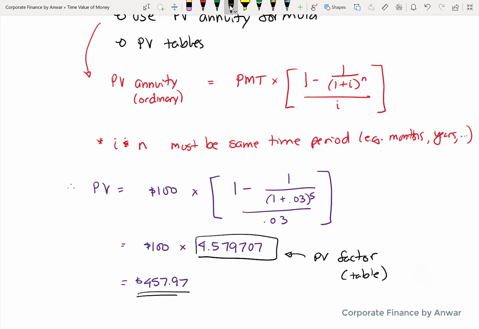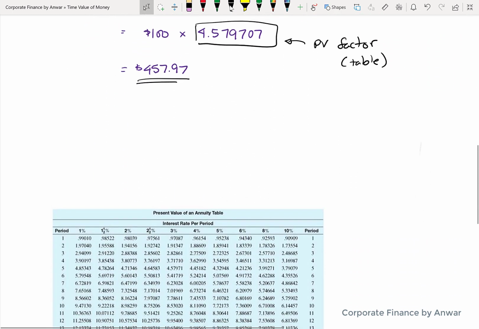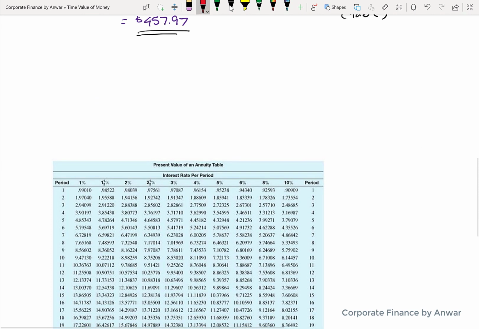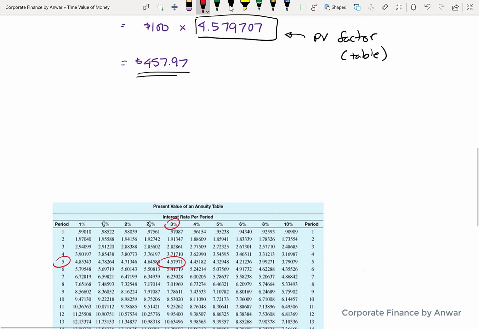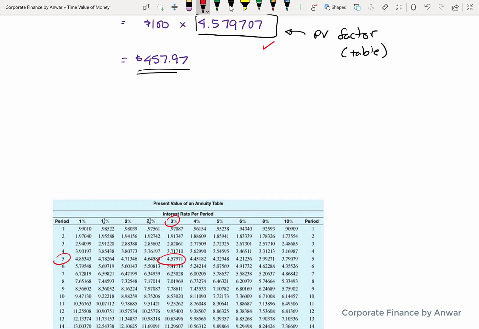There are present value tables for a lump sum and also for an annuity, and it's the exact same concept. If you go to the 3% in the 5 years, you'll get the exact same PV factor, and you could do that instead of doing the formula for an ordinary annuity. That might save you some time. It just depends if you have the present value tables available or not.